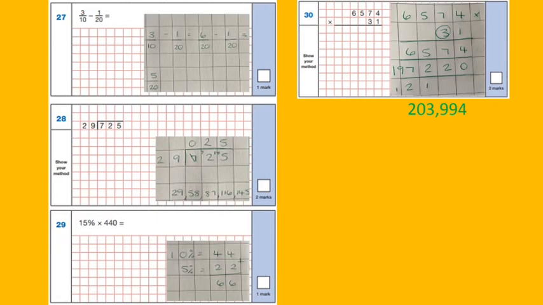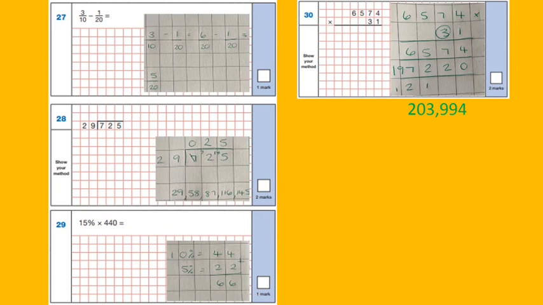Number 27, we've got 3/10 subtract 1/20. The first thing that I did was turn them both over the same denominator, so I turned them both over 20. For 3/10 to turn into 20, I multiply my denominator by 2, obviously 10 times 2 is 20. I then have to multiply my numerator by the same number, so 3 times 2 is 6, and then I just do the subtraction as normal. 6/20 take away 1/20 is 5/20.